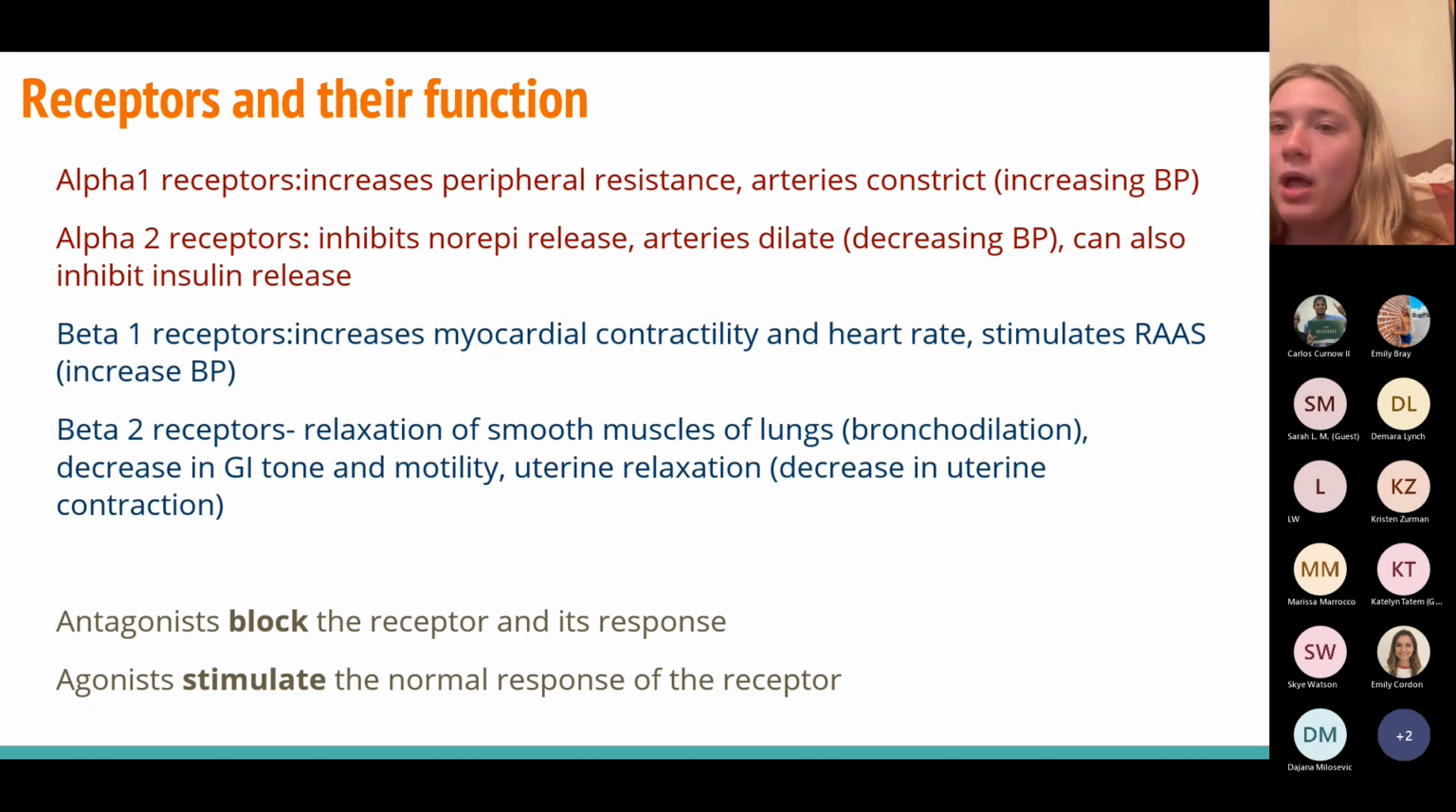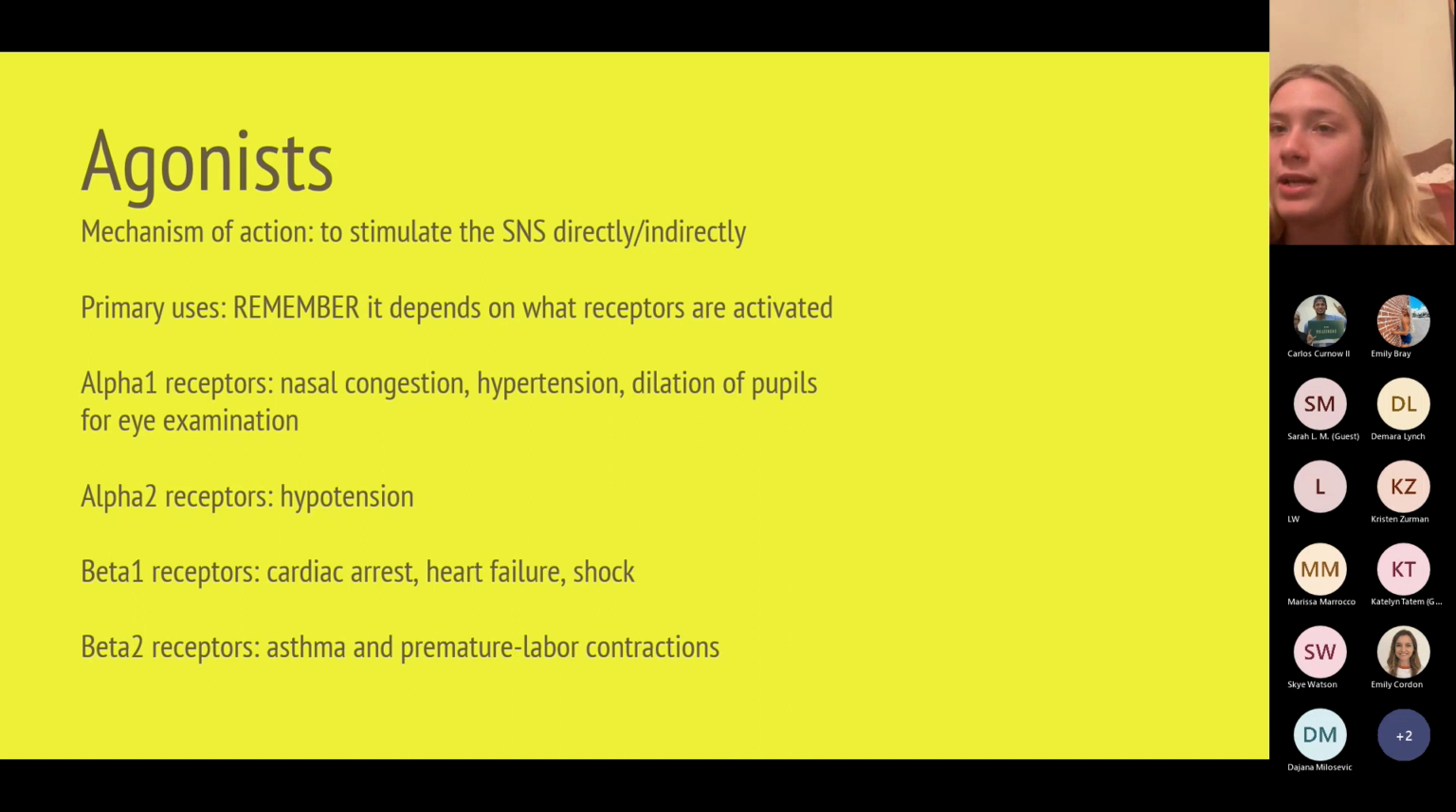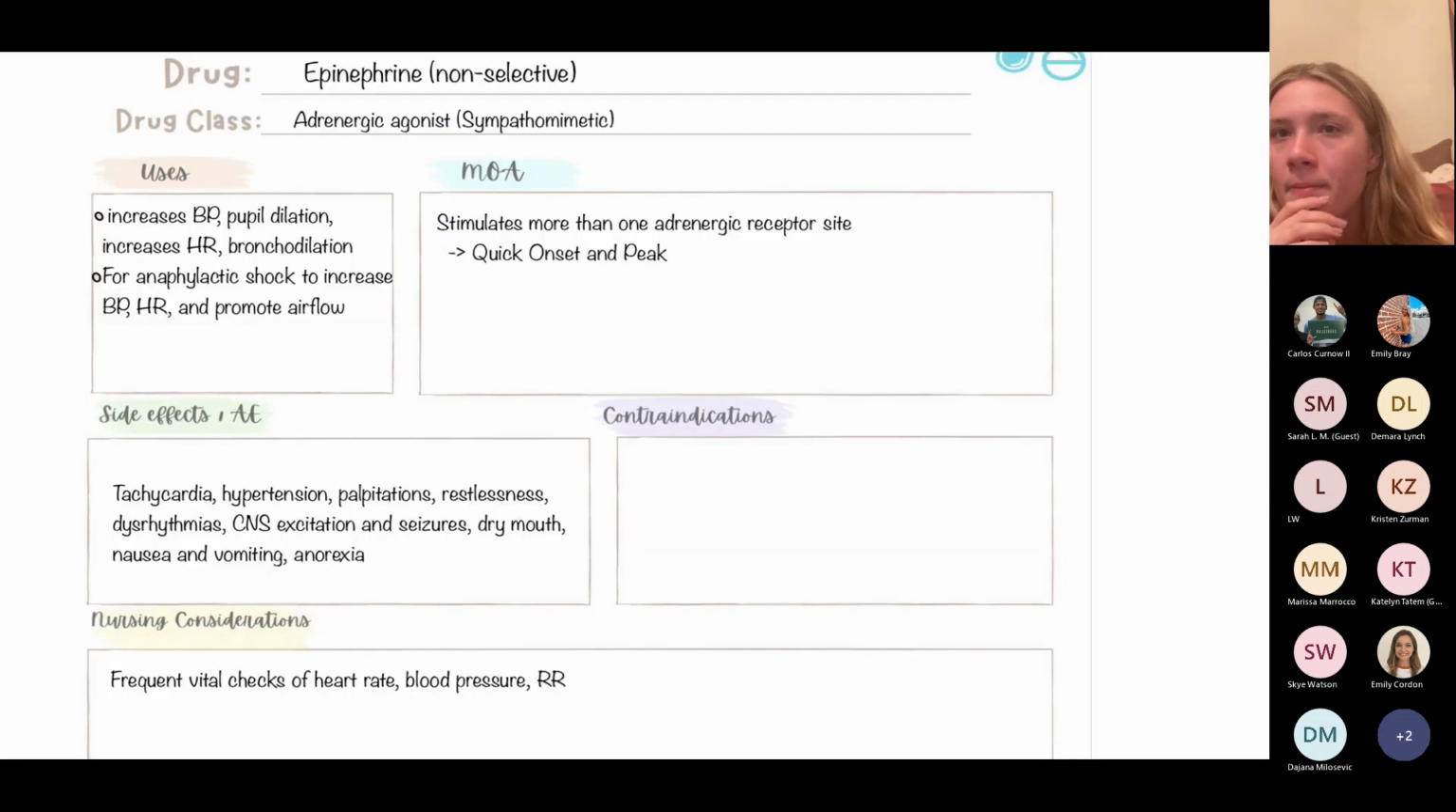Again, antagonists block the receptor and its response. Agonists stimulate the normal response of the receptor. So, agonists, in summary, they stimulate the sympathetic nervous system. So again, our use depends on what receptors are activated. I just listed some of the more common functions, like our alpha 1 agonists and all of that. So that's there for you guys.